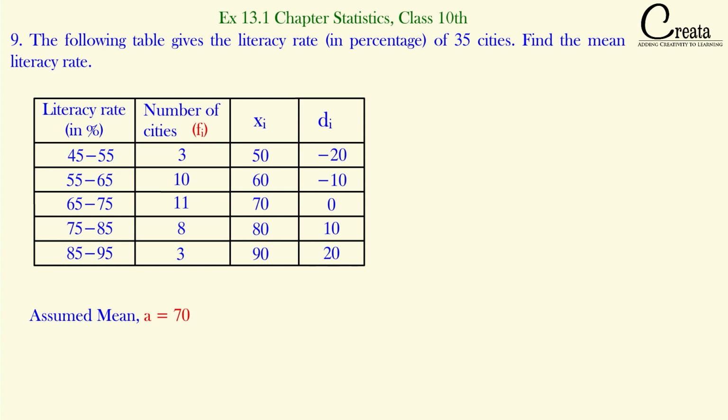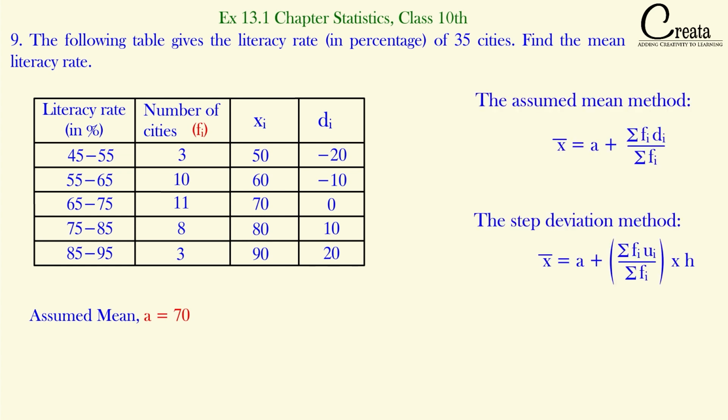Again, we have two options: either go with the assumed mean method or the step deviation method. How do we decide? We see the value of the class size, which is h. How do we find the class size? Class size is the upper limit minus the lower limit of all the rows. Like 55 minus 45, it is 10. So we got the class size h as 10. Similarly, in all the rows, the upper limit minus the lower limit is 10. Like 65 minus 55 is 10, and 75 minus 65 is 10. So we got h equal to 10.